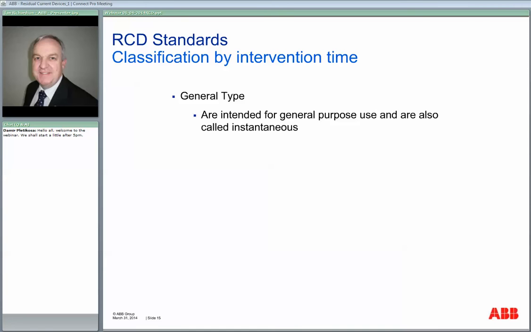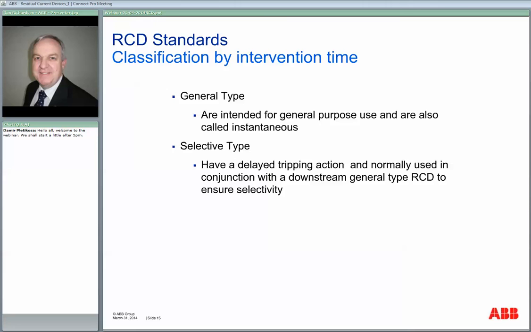So a general style RCD is just, as the name would imply, used for general purposes. It's generally called an instantaneous device. There's also another device called a selective type, usually available only above 100 milliamps. That can be used when we're trying to get a coordination between one RCD and another RCD. Be aware though that if you're protecting a socket outlet, according to the AS3000 requirements, it must be an instantaneous device at 30 milliamps. It is not allowed to have a delay, which is what a selective device will do. We're not allowed to do that at 30 milliamps.